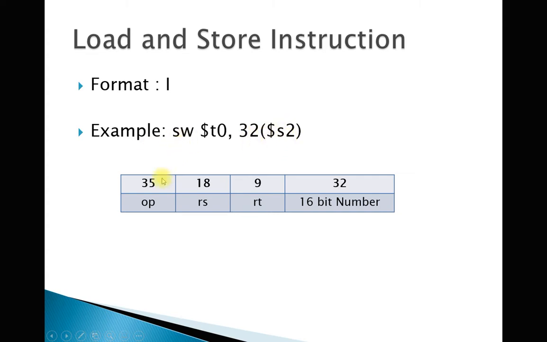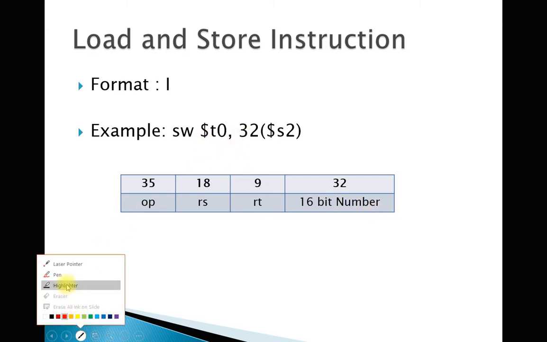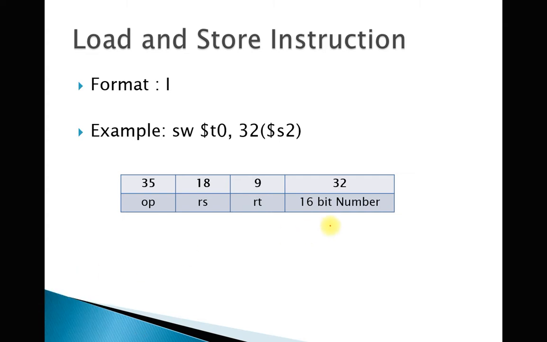Now the opcode for store word is 35. The RS value is 18, the RT value is 9, and the 16-bit number represents the index of the address where we want to store the value.